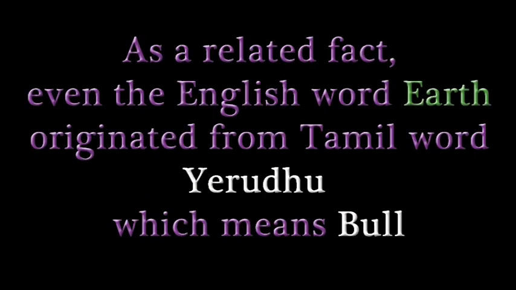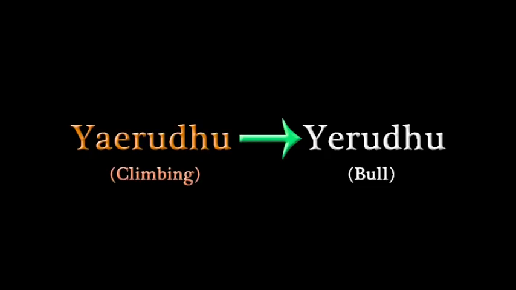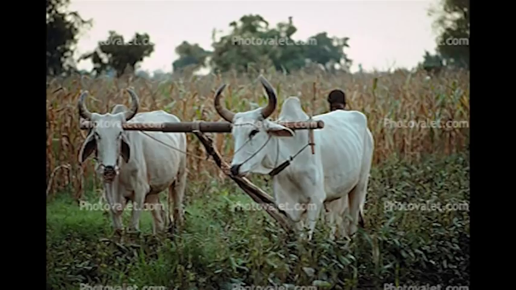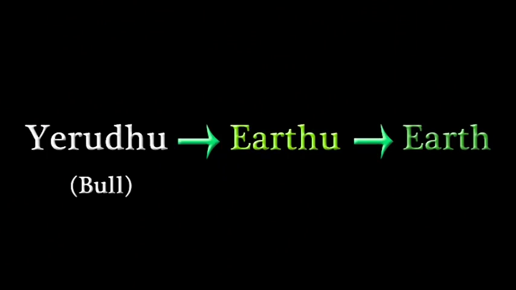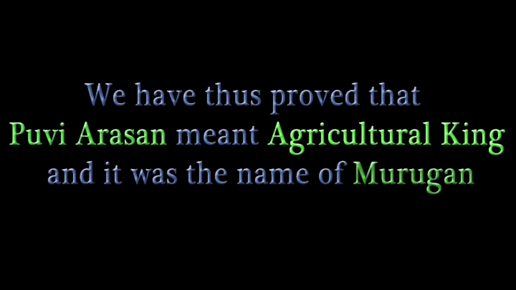As a related fact, even the English word earth originated from Tamil word Erudu, which means bull. Erudu was called so as it climbs over the female for copulating. As Erudu, the bull, is tilling the soil, it is indirectly called as Erudu, earth. As Erudu is doing the hard labor of tilling the soil, ergon, the Latinized form of Erudu, also meant work. We have thus proved that Puviyarasan meant agricultural king, and it was the name of Murugan.